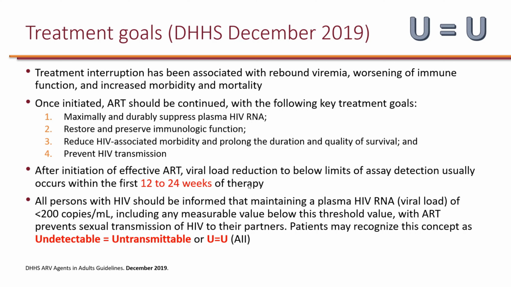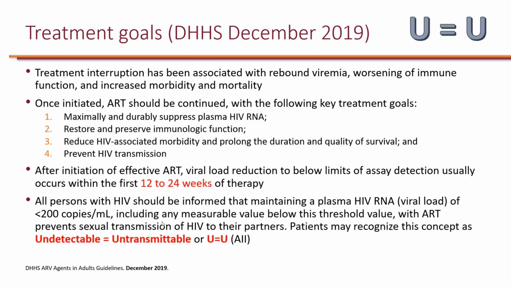Now, it is common that once ART is initiated, because these regimens are very effective, that the patient can actually achieve viral load reduction within the first 12 to 24 weeks of therapy. So within 12 to 24 weeks of initiating ART, the viral load should be undetectable. And recent data has shown that in patients who have a viral load of less than 200, so in general, less than 50 is considered undetectable. So even anything less than 200, studies have shown that the rate of transmission is basically non-existent.